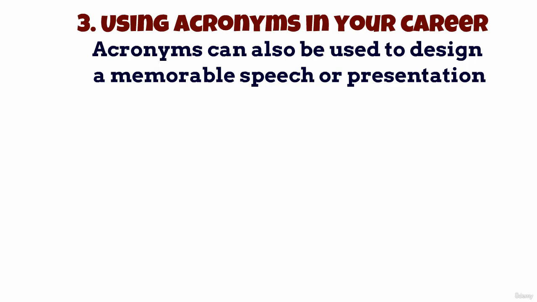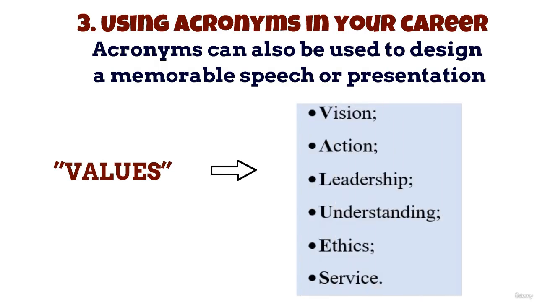Here's how it works. Take a word that is relevant to your speech and important to the audience and use it as an acronym by creating a structure of concepts, each starting with a letter of this word. For example, you can take the word values and create a list of 6 key factors, like in this example: vision, action, leadership, understanding, ethics, and service.